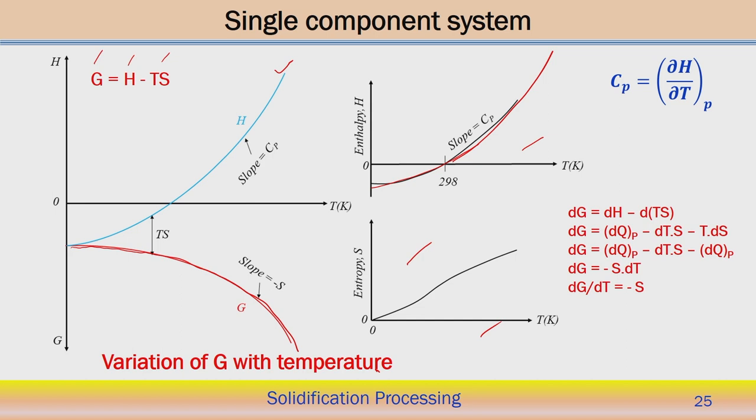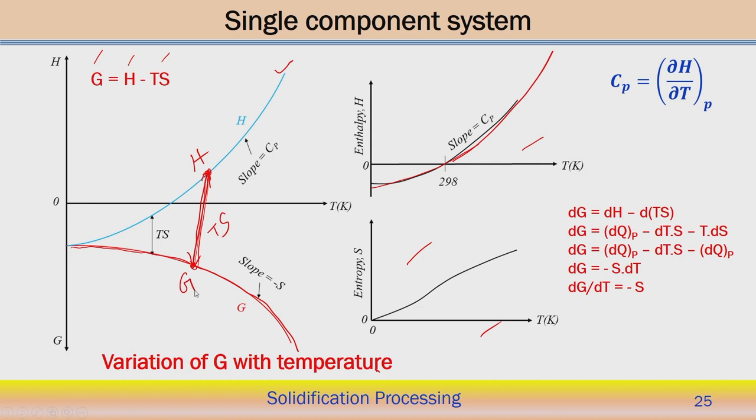But at any point, if we make this line, the difference indicates H and this indicates Ts, such that H minus Ts is representing the value of G. So, at this point the G is this value, but this is the amount of T into S and this is the value of H. So, this is H and this distance is Ts and this indicates the value of G.